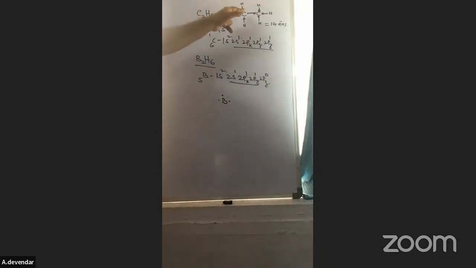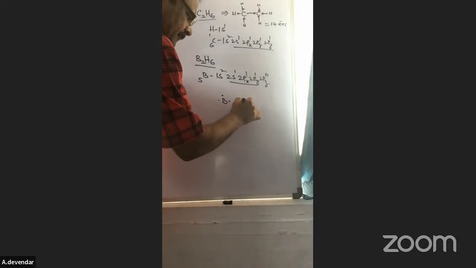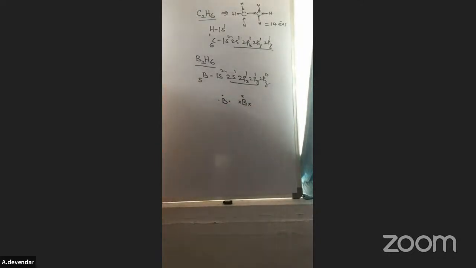But each carbon is having 4 electrons. In a similar manner in the diborane, one more boron is there, and it is also having 3 electrons. And each hydrogen is 1s1, meaning 1 electron. Suppose you are taking off 1 hydrogen.